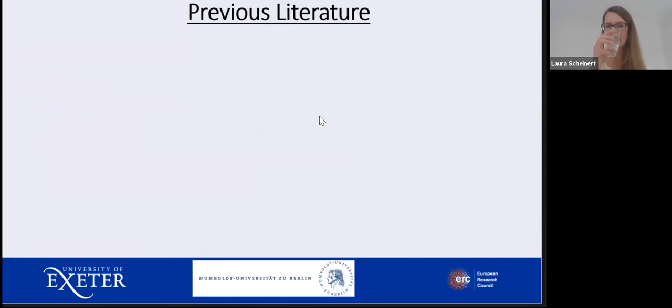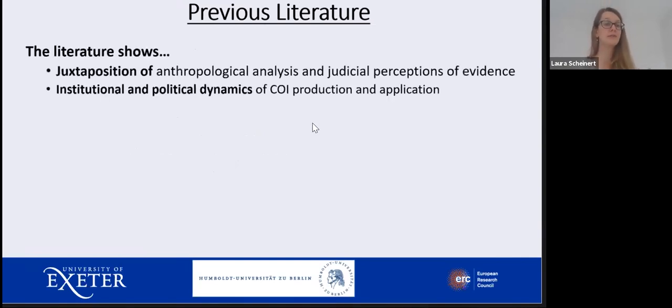So when we look at the literature, we can make two main observations. The first one is that expert knowledge in refugee status determination is often discussed as a juxtaposition of anthropological analysis of knowledge and judicial perceptions of evidence. Again, Femke highlighted how there is a distinction between COI researchers who aim to present the knowledge objectively and decision makers who aim to apply and interpret it. And Murray talks of that as the different epistemic frameworks that are at work. So differences in how knowledge is viewed and different ways that we can know about the world that the appellants come from.